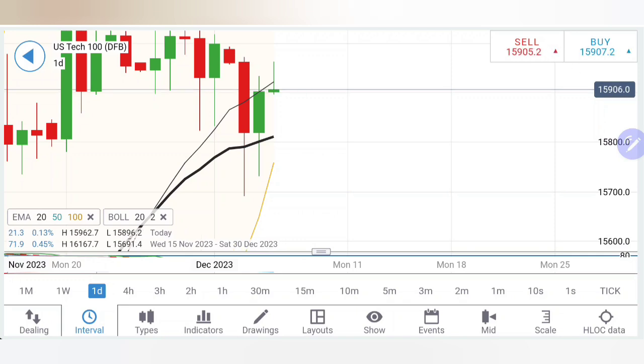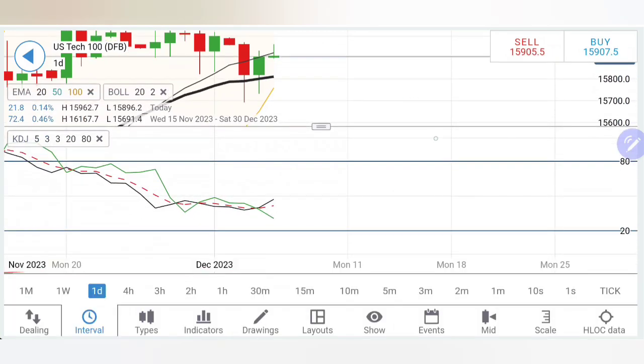On the upside, a buying entry is only above 15,960. If you see it is staying above 15,960, close your eyes, stay bullish, stay long. We are looking forward to 16,000, 16,030, 16,060.